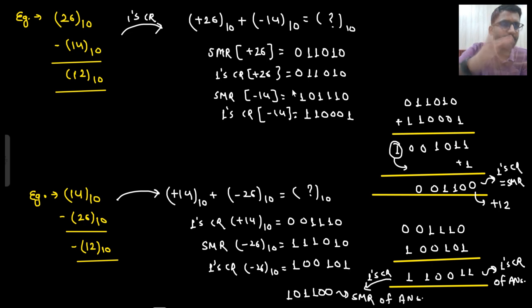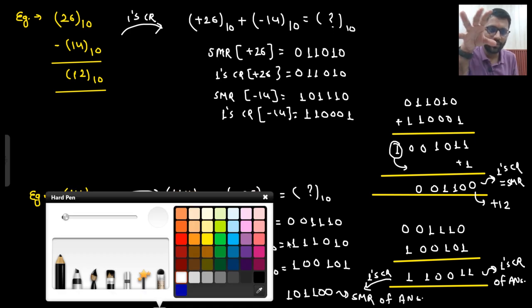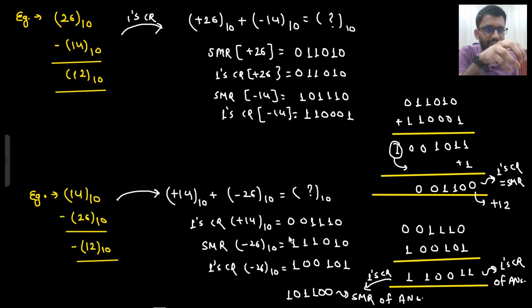But since this answer is positive, the 1's complement representation will be equal to the sign magnitude representation. That means both are the same. You can call it normal form as well. In normal form as well you will get this answer only, 1, 1, 0, 0. How will you represent the number 12 in binary? 1, 1, 0, 0 only. So if your answer is positive, then you can say that your answer is in 1's complement form, or in sign magnitude representation, or in normal form. So the answer is plus 12.